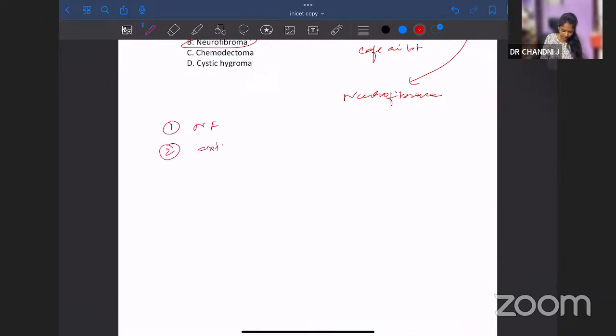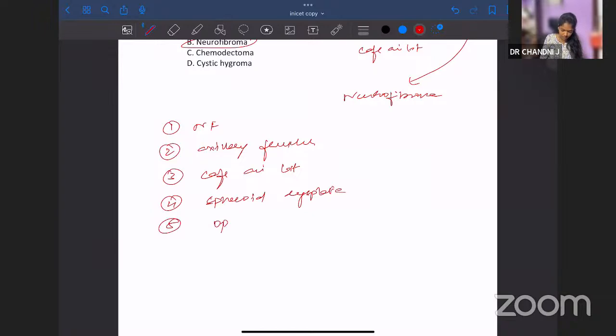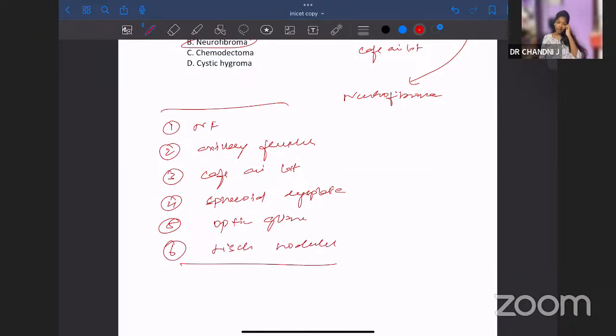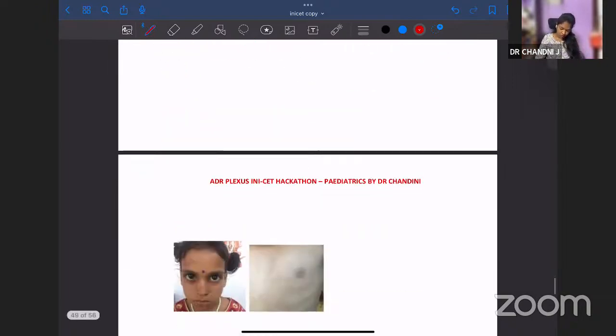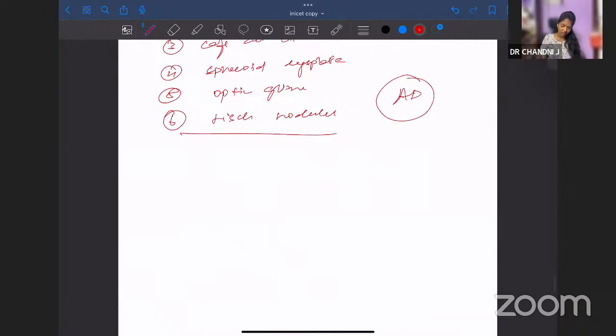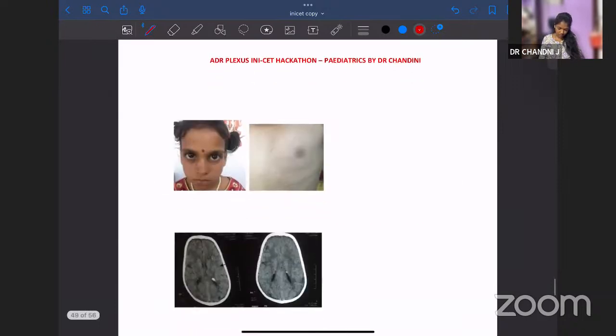Coming to neurocutaneous markers, neurofibromatosis is characterized by neurofibromas. Second, axillary freckles. Then, café-au-lait spots. Then, sphenoid dysplasia. Then, optic glioma. And Lisch nodules in the iris. So, these are features of neurofibromatosis. It is an autosomal dominant condition. Remember this.